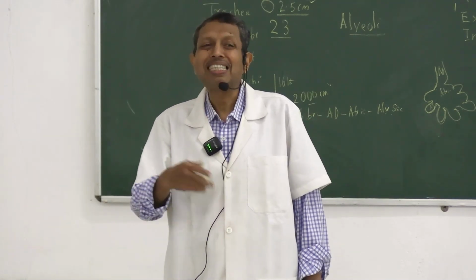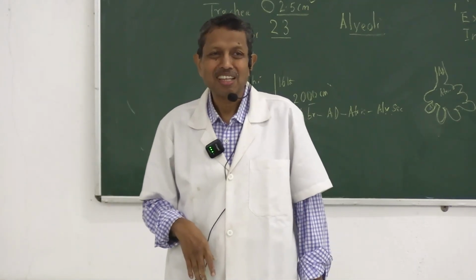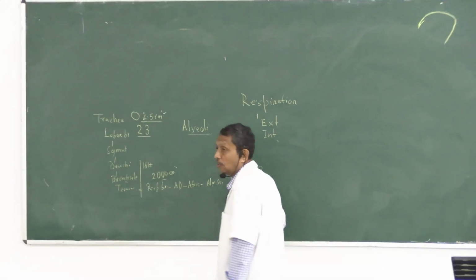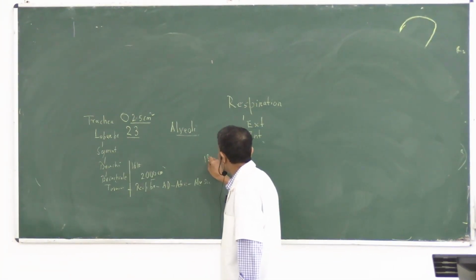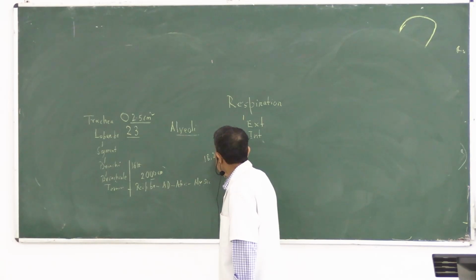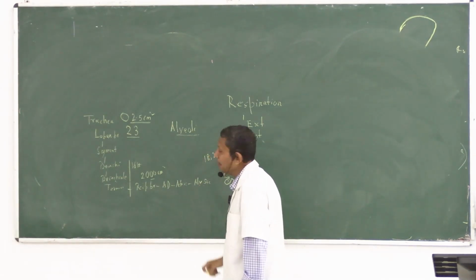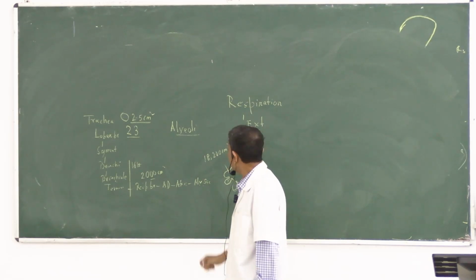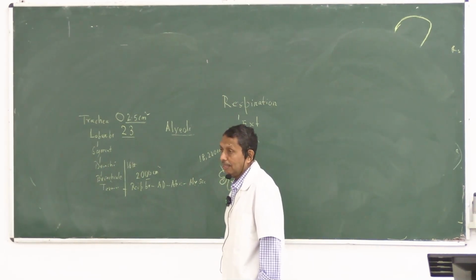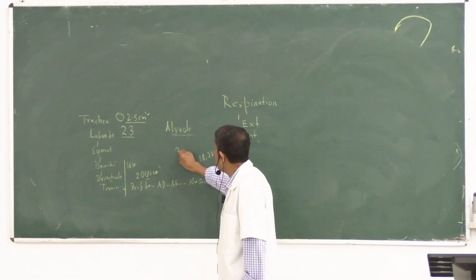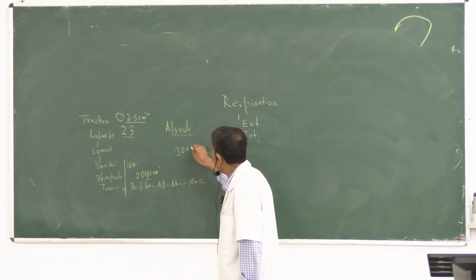You have surely read and remember these. And at the level of the alveoli, if you take the cross section area, this type of figure is given in text, 18,200 centimeters square. And there are 300 millions of alveoli.